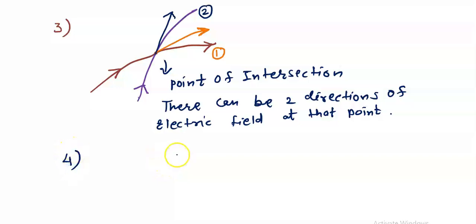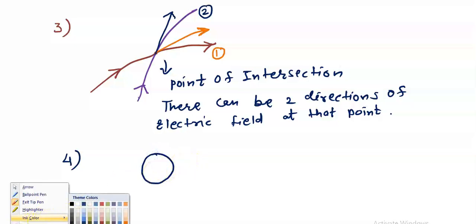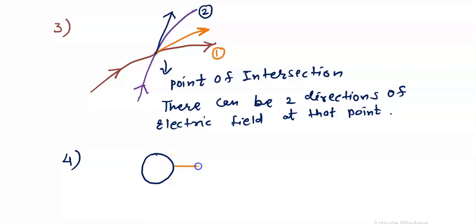Then comes the fourth property. In the fourth property, electric field lines are always normal to the surface of the conductor. Suppose that there is a conductor, and you are drawing the electric field lines around it. Do remember that the electric field line will always be normal to the surface, at an angle of 90 degrees to the surface, perpendicular at any point of the conductor.